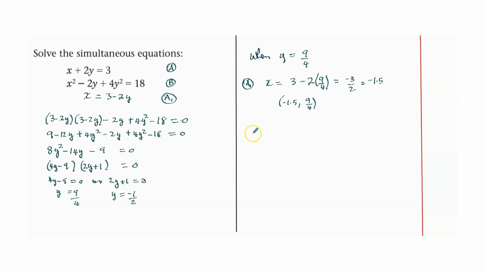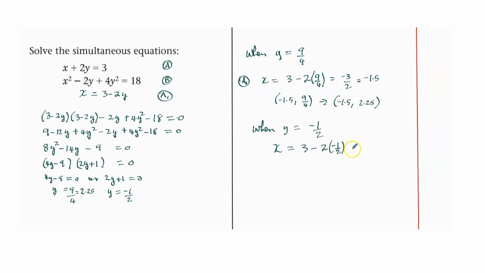Now let's work out the value when y equals minus a half. So from equation A1, when y equals minus a half, it means that x equals 3 minus 2 times minus a half. So what we get here then is this 2 would cancel out that, so that becomes minus 1 there. So minus 1, that's going to be plus. So 3 plus 1, that's 4. So our next coordinate is 4 and minus a half.